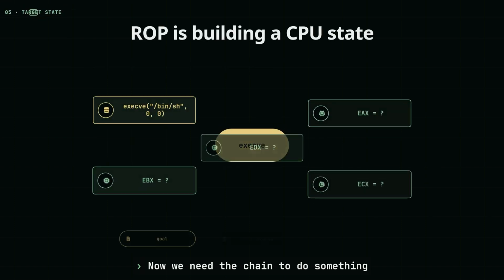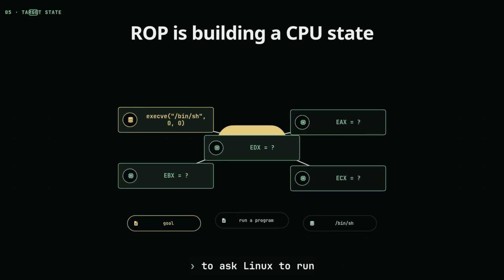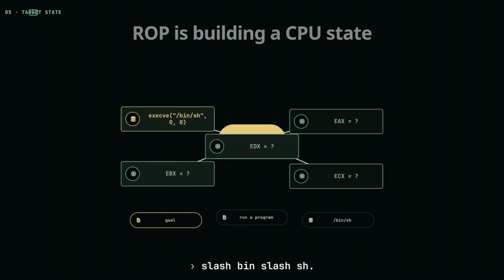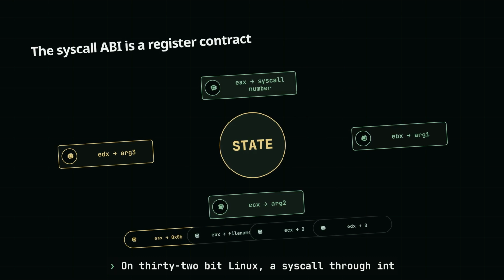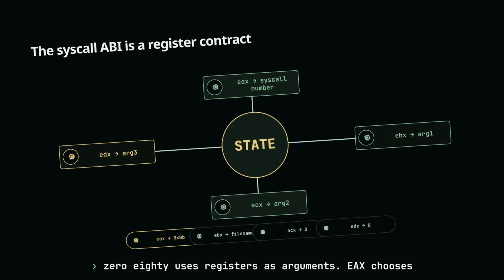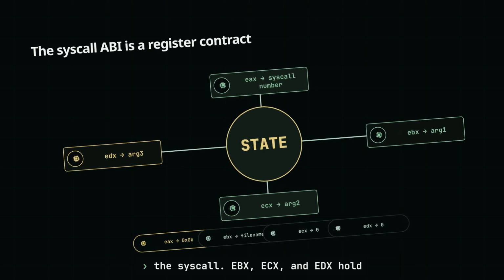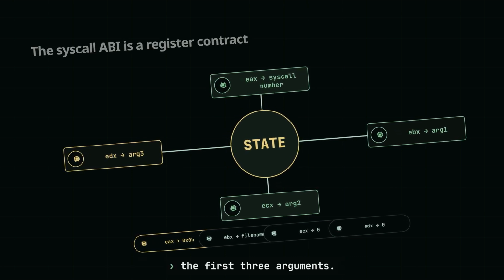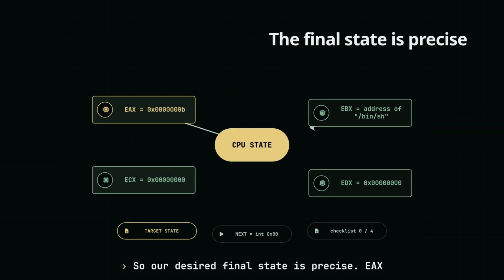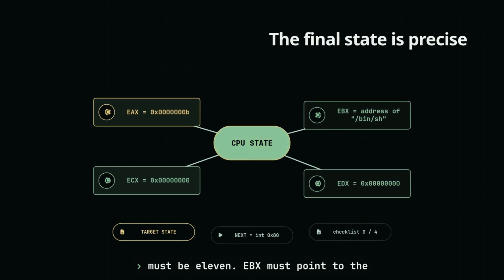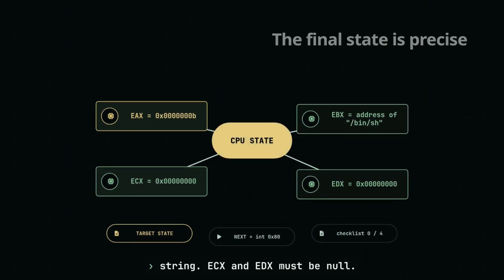Now we need the chain to do something useful. For this challenge, the classic goal is to ask Linux to run /bin/sh. On 32-bit Linux, a system call through int 0x80 uses registers as arguments. EAX chooses the system call. EBX, ECX, and EDX hold the first 3 arguments. So our desired final state is precise. EAX must be 11. EBX must point to the string. ECX and EDX must be null.